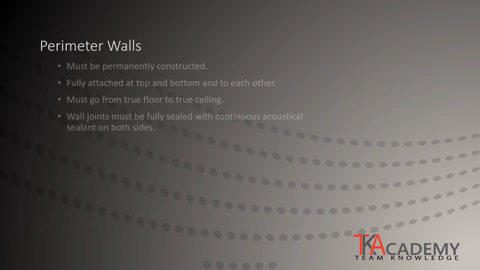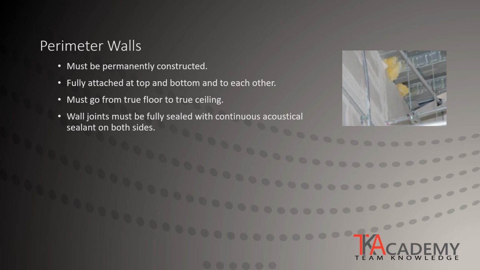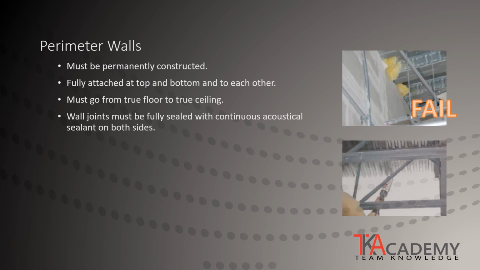The SCIF perimeter walls must be permanently and solidly constructed to the existing structure and to one another. Walls must extend from the true floor up to the true ceiling. If there are concealed spaces, such as beneath a raised access floor or above in a ceiling plenum, the walls must fully extend through that space to the structure above or below.